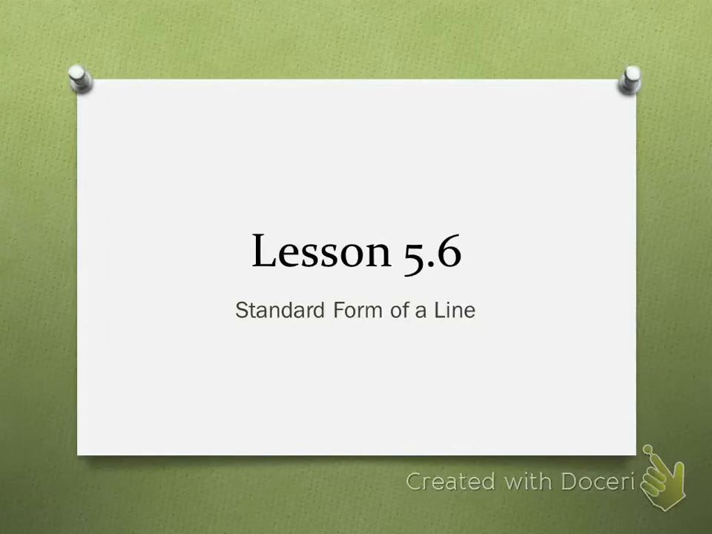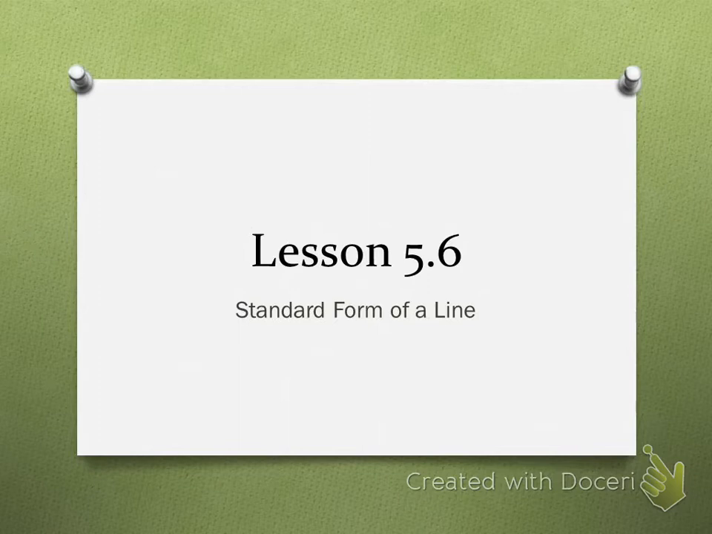Lesson 5.6, what we're going to be doing is writing equations in standard form. Now, there are 3 different forms for equations of lines. We just had a test over one of them, which was y equals mx plus b, slope-intercept form. Then yesterday we learned point-slope form, y minus y1 equals m times x minus x1. And today we're learning the third and final one that we're going to do in Algebra 1, which is the standard form of a line.